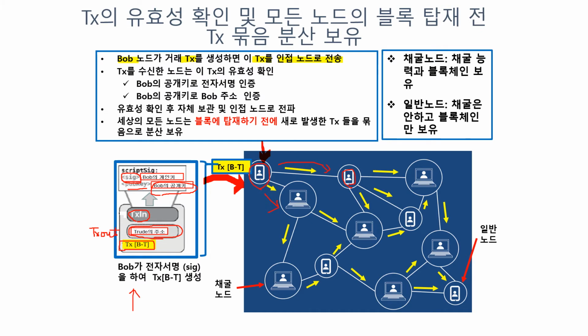When this node receives this transaction, the same validity check occurs, and if this transaction is valid, it also sends this transaction to adjacent nodes. This node also keeps the transaction from Bob to Truth. So finally, this way, all the nodes can keep this transaction.